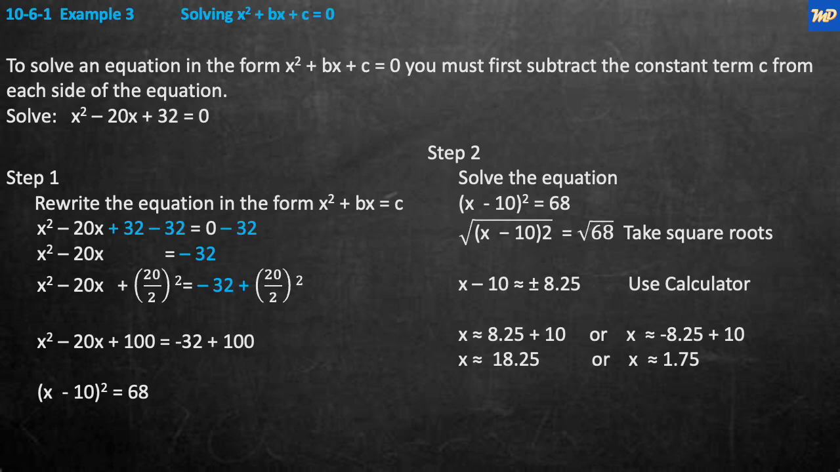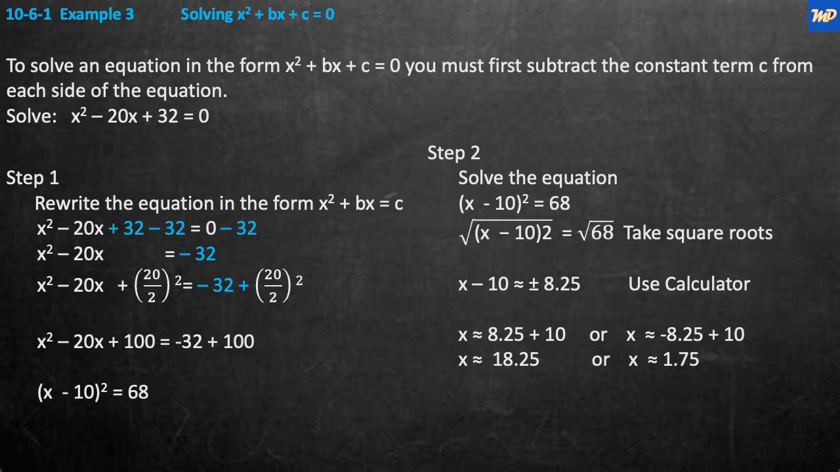Example 3, solving x squared plus bx plus c equals 0. So now what you're going to end up doing, to complete the square, is move the c term, remember that? To solve an equation in the form x squared plus bx plus c equals 0, you must first subtract the constant term c from each side of the equation. So the equation is x squared minus 20x plus 32 equals 0.